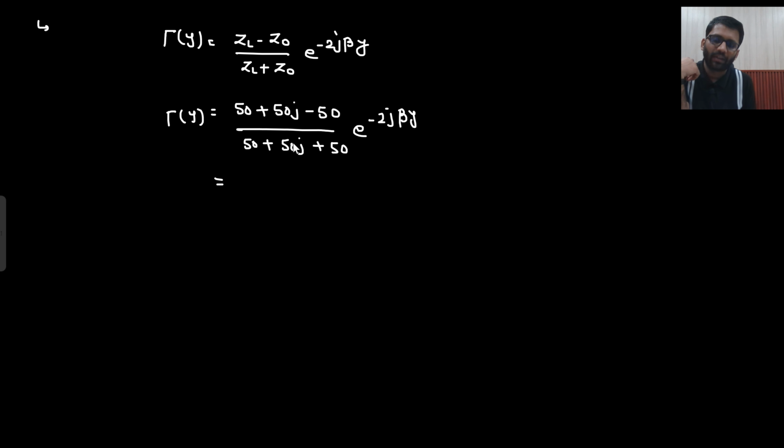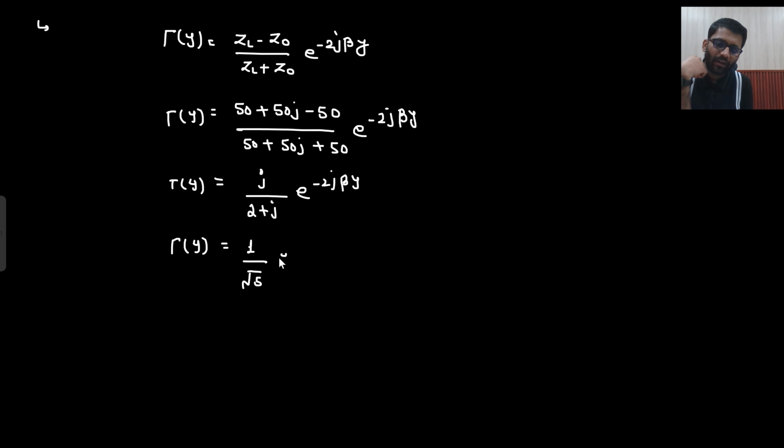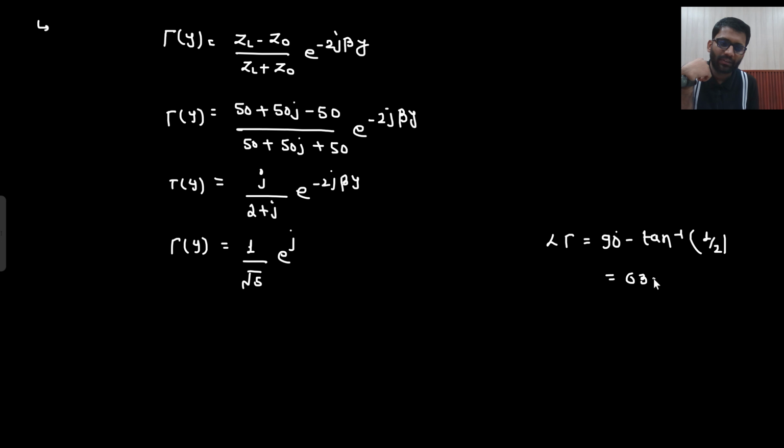Right. So what you are getting? You are getting this as 50 common if I am taking, so this is what we are getting, right? Now this quantity can be written as its magnitude and angle. So what is its magnitude? Its magnitude is under root 1 by 5. And how do I calculate the angle? The angle will be 90 degree minus tan inverse 1 by 2. And when you calculate it, you get 63.43 degree.